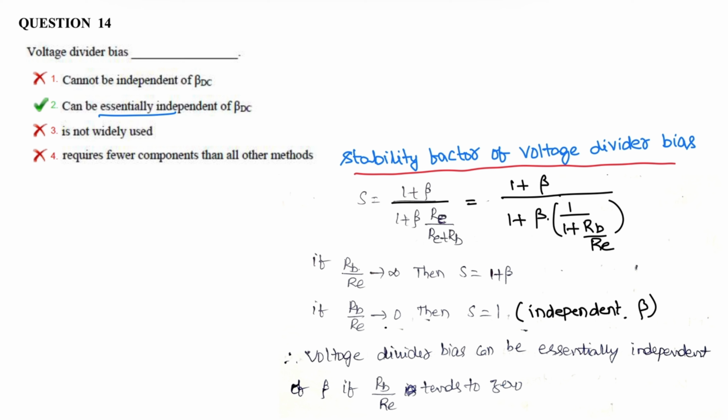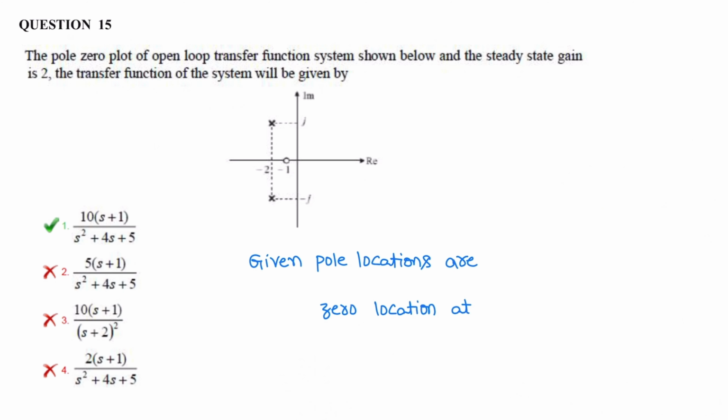The statement that voltage divider bias is not widely used is incorrect, because it is widely used. The statement that it requires fewer components than all other methods is also incorrect. Voltage divider bias requires more components when compared to other biasing techniques. Correct answer is option 2.